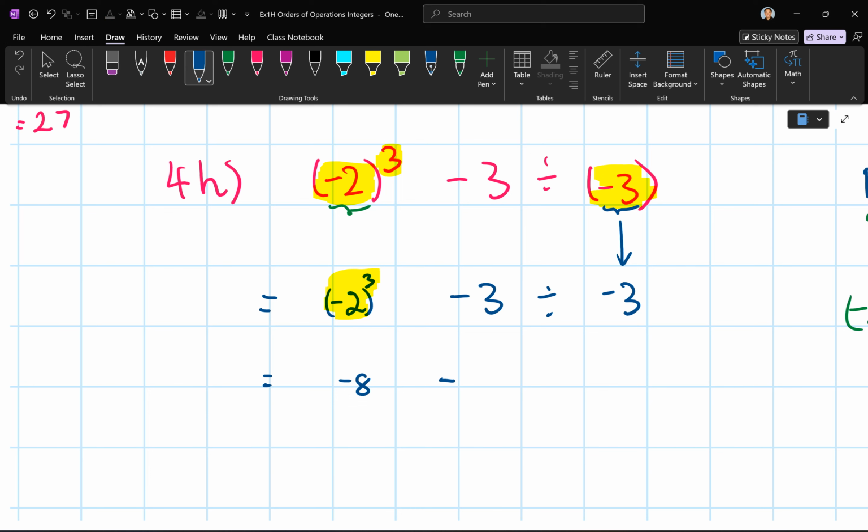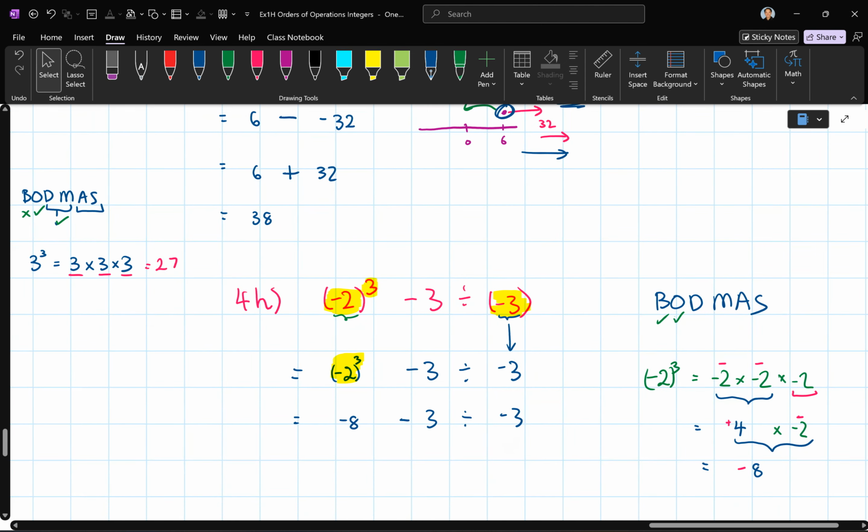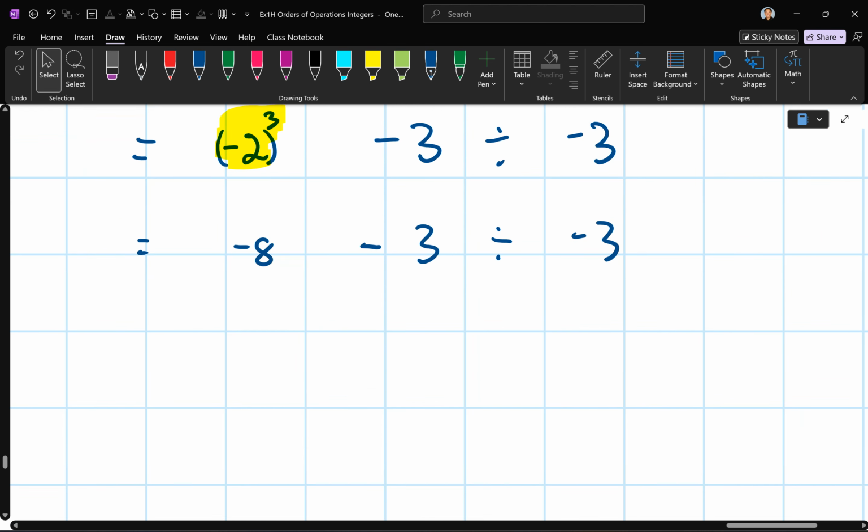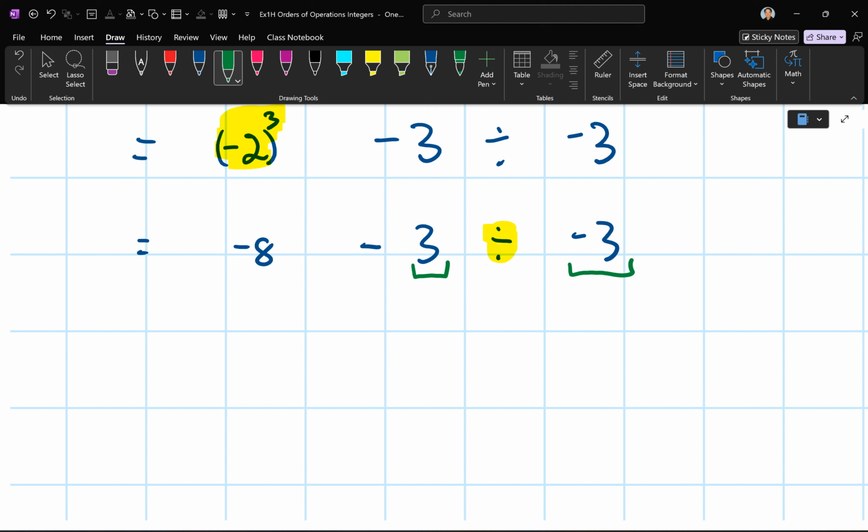Minus is still there. This is still a 3. This is still a divide. And that is still negative 3. But I've now ticked off orders and I've ticked off brackets. What's next? I've got division or multiplication. And let's have a look. Do I have any division? Yes, I do. Division's here. So I'm going to be working with positive 3 divided by negative 3.